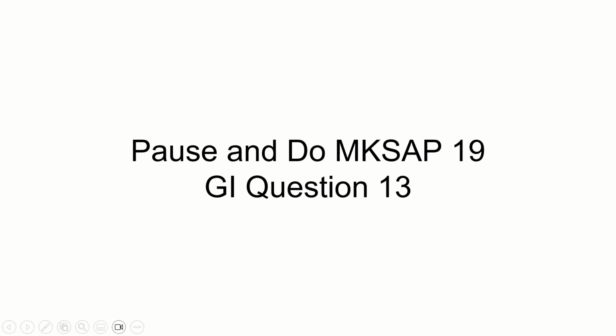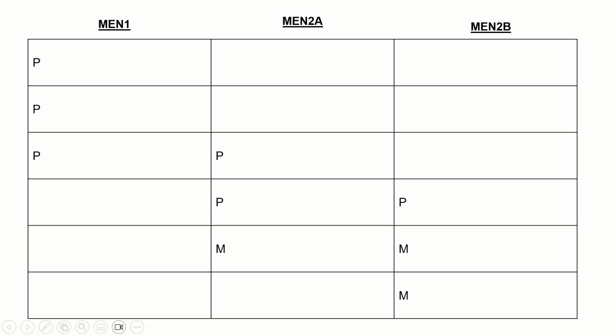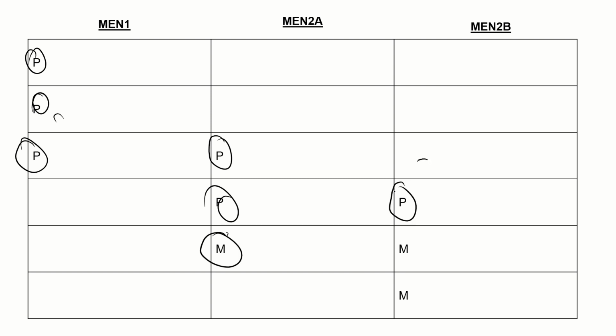All right, and this is, I think, maybe our last question to do. Except 19 GI question 13. And this is a review of your MEN. So there's a lot of different ways to do MEN. I think about MEN1, I think about 3 Ps. MEN2A, I think about 2 Ps and an M. And MEN2B, I think about 1 P and 2 Ms. And then there's a lot of overlap here as well.